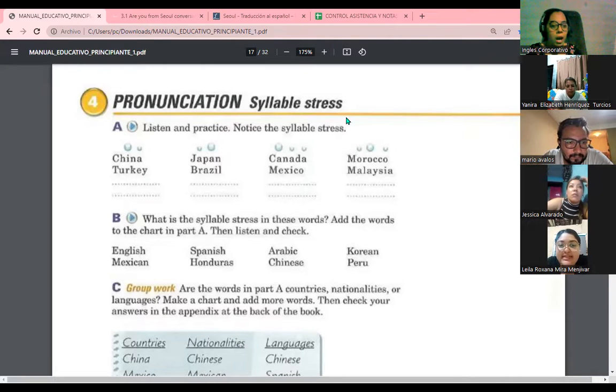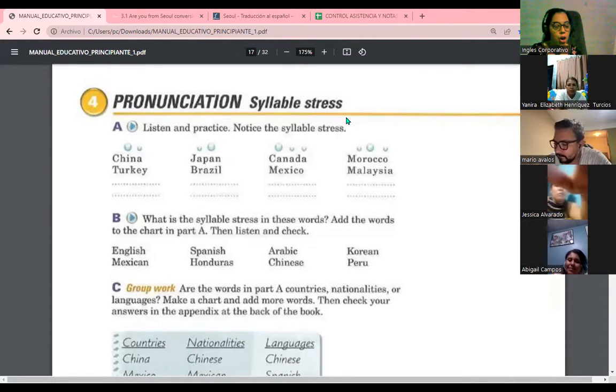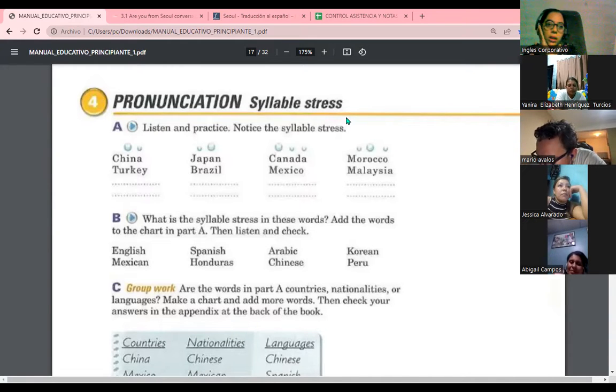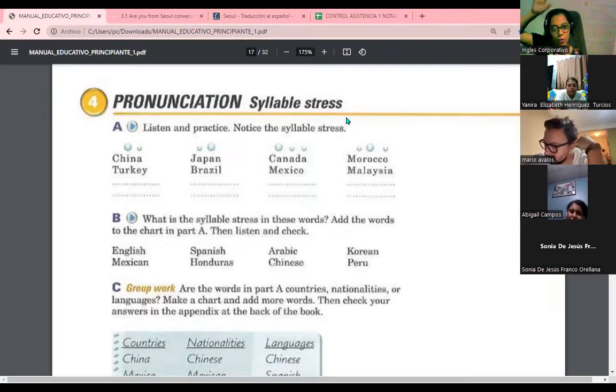For example, China. ¿A dónde está la mayor fuerza de voz? China, at the beginning. Turkey. Se fija, está como al principio. Usted dice Japan. Japan. Brazil. Canada. O sea, cuando uno escucha la entonación, como no sé si me voy a entender, pero se siente cuando la presión del sonido baja. Usted dice Canada, con mayor fuerza de voz at the beginning. Pero es que si yo digo México y lo digo gritando, siempre lo voy a escuchar fuerte al principio. México, ¿ves?